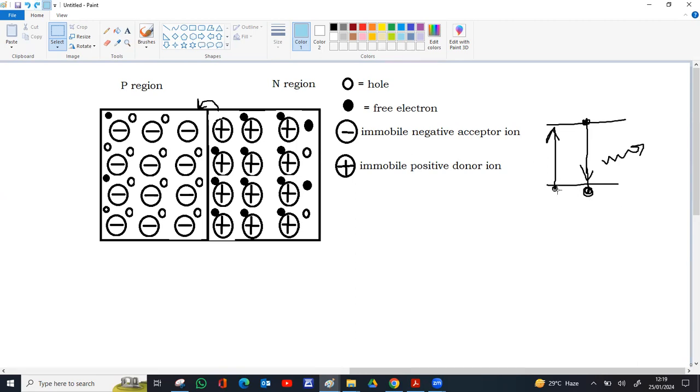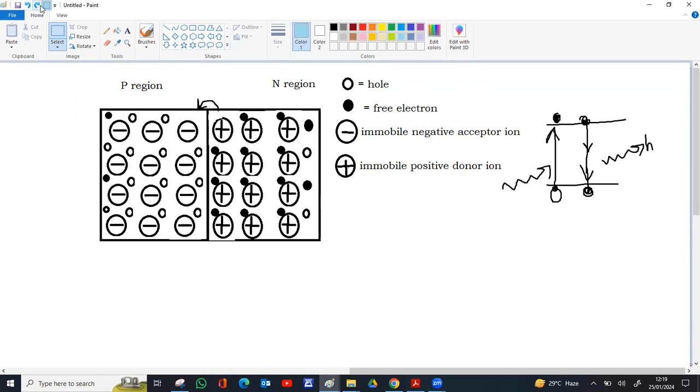Normally when an electron jumps from the valence band to the conduction band, it absorbs energy. That energy only helps the electron to jump. At that time a hole is formed here and the electron becomes free. So this process absorbs energy. The de-excitation will release energy.